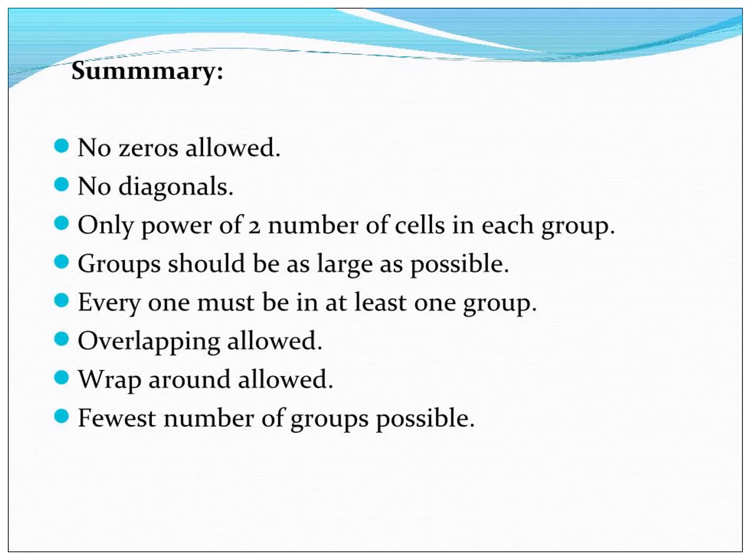Summary: no zeros are allowed in a grouping. Diagonal ones are not grouped. Only power of 2 numbers of cells in each group is possible. Groups should be as large as possible. Every one must be in at least 1 group. Wrap around is allowed. Fewest number of groups possible.